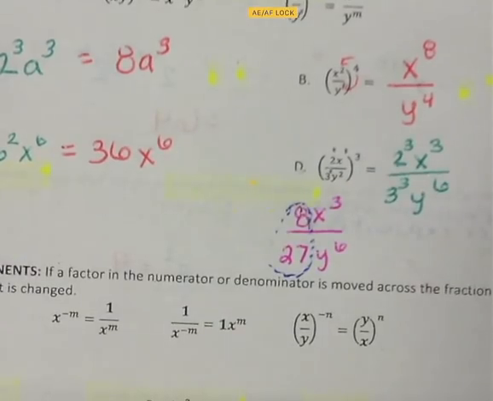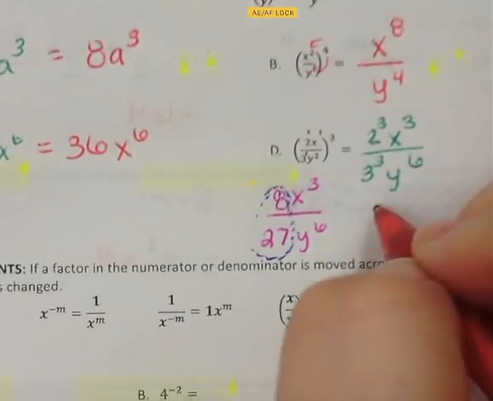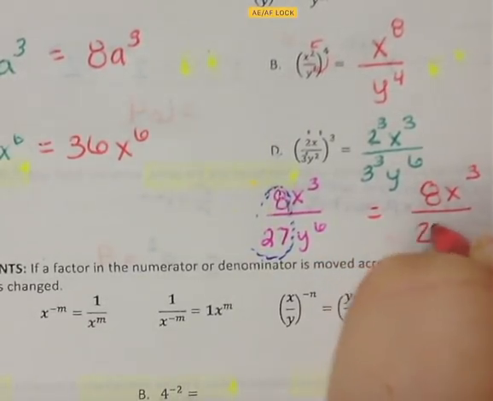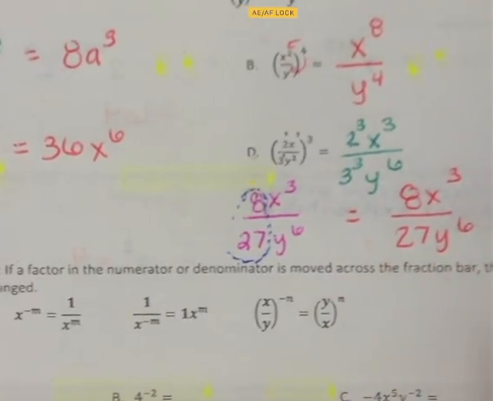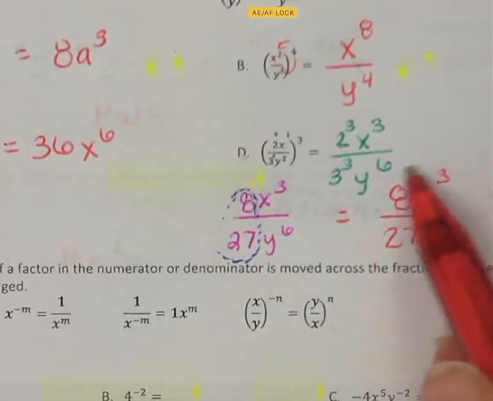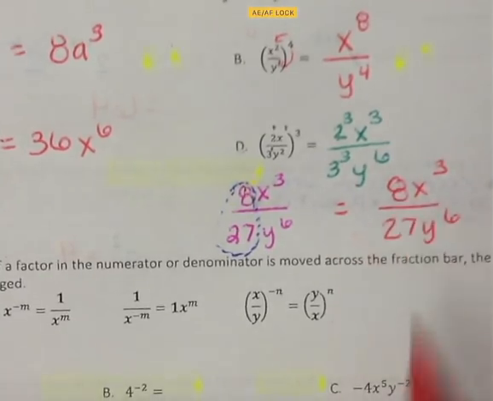So when you write our answer, we write it out as 8x cubed divided by 27y to the 6. Because our variables will end up staying the same, the bases of x and y will stay the same. So this is our final answer because 8 and 27 cannot simplify further, and that's okay.